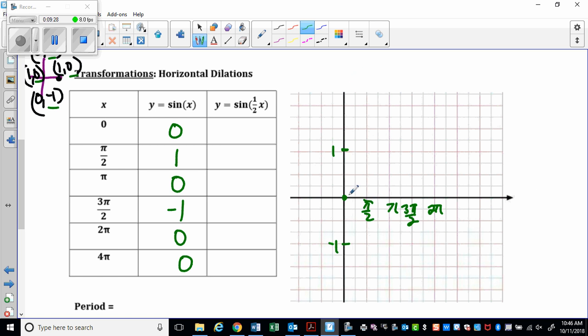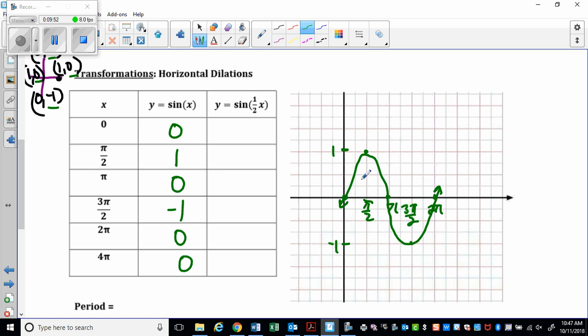At 0, I know it's 0. At pi over 2, we're at 1. At pi, we're at 0. 3 pi over 2, we're at -1. And at 2 pi, we're back at 0. So remember, these are curved, not V's. And this is 1 full revolution of sine of x.